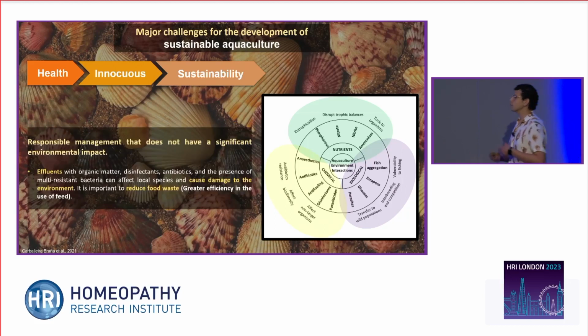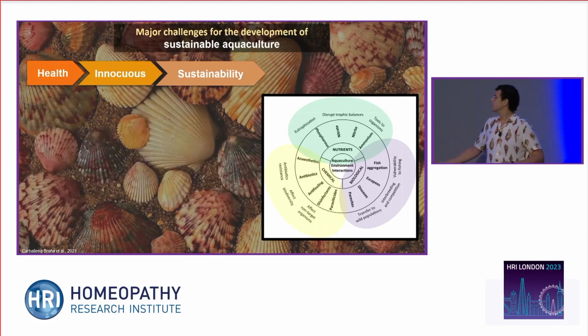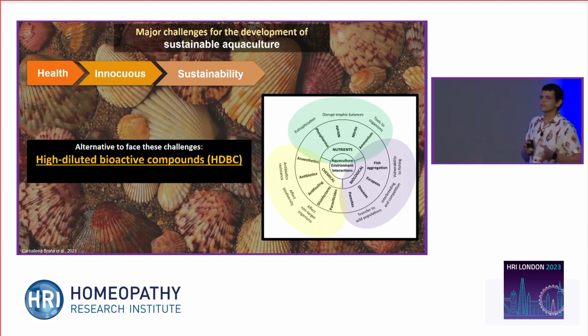And also, in aquaculture, we have effluents, which is wastewater from the culture activity. And these effluents mostly come with high organic matter, disinfectants, antibiotics, and can have the presence of multi-resistant bacteria. As a potential solution to these problems, we have proposed the use of high-diluted bioactive compounds. We are going to talk later about why we use this name, high-diluted bioactive compounds, but they also integrate the use of homeopathic medicines.